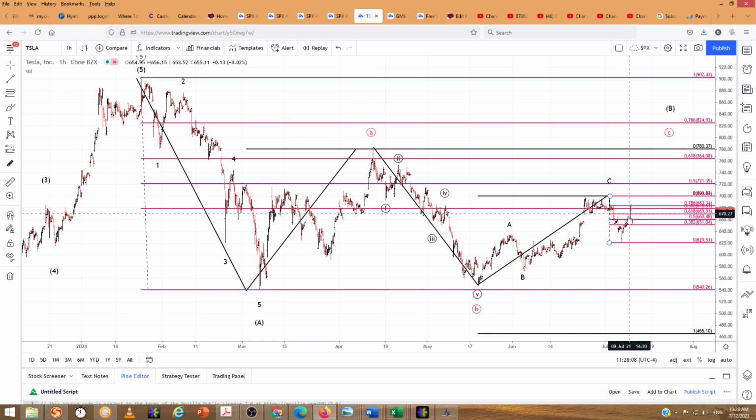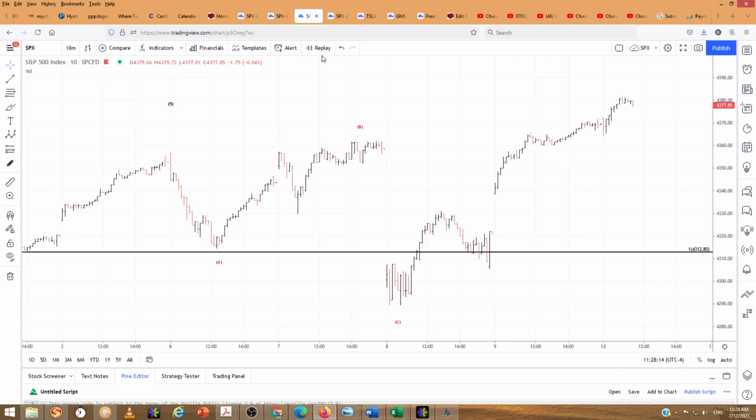Let's take a peek back at our S&P here. You can see there we'll be looking for that fourth wave probably today, and then a 5 up to complete another 5 waves to the upside.